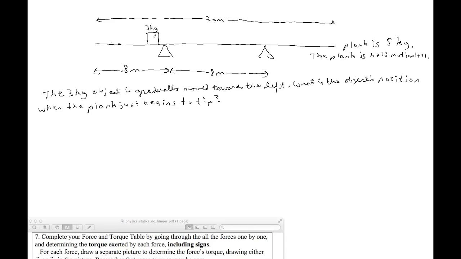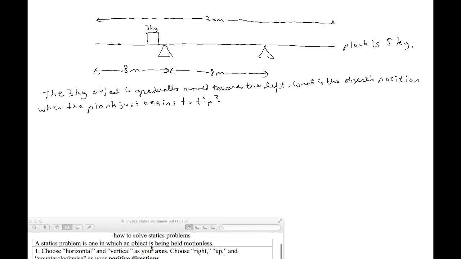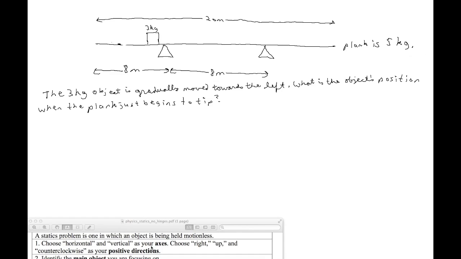So now the object is being moved towards the left, and the plank is being held motionless, but eventually the plank will begin to tip. Actually, I don't think I need to tell you the plank is being held motionless. That really is implied by the problem. But eventually the plank is going to begin to tip when this moves far enough to the left. And we're trying to figure out what that location is. So this is a harder question than the one we did before. So let's try to be systematic and go through this step by step. So we can start with our axes.